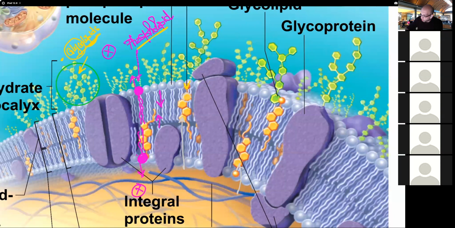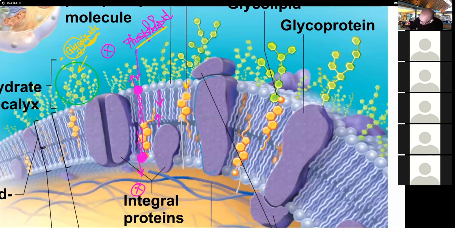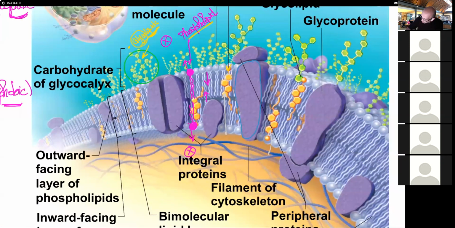We can see also two types of membrane proteins. A type of membrane protein will be traveling through the whole thickness of the plasma membrane. We call those proteins that are traveling through the whole thickness of the plasma membrane integral proteins. And some proteins might be loosely attached to the integral proteins. We call those peripheral proteins.